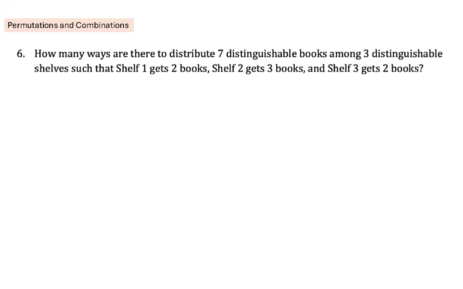Okay, let's look at this question. It's a little bit different. How many ways are there to distribute 7 distinguishable books, meaning they're all labeled, they're different, among 3 distinguishable shelves? Okay, but this time they're giving us specifics about each shelf. Shelf 1 gets 2 books, shelf 2 gets 3 books, shelf 3 gets 2 books. So they're telling us exactly how many go on each shelf.